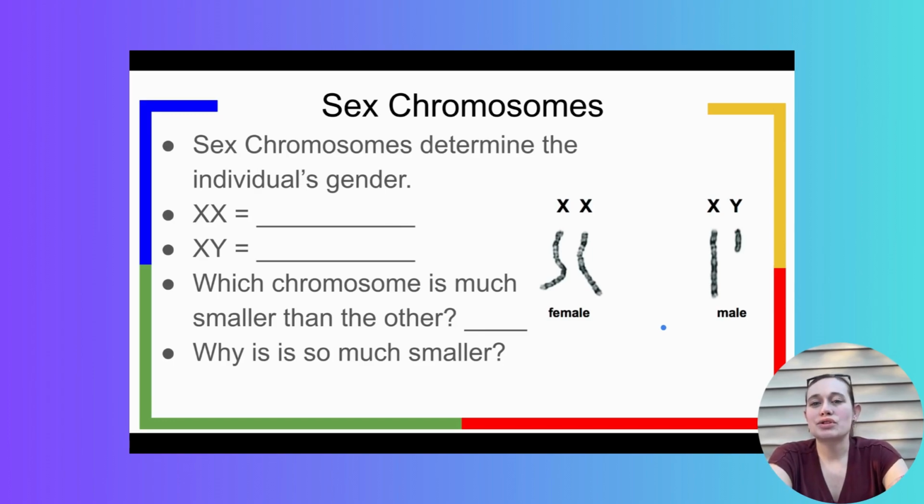So this is going to bring us to our different types of chromosomes found in our cells. Sex chromosomes are going to determine the individual's gender. So if we have XX, that is typically going to be a female, and XY is going to be a male.